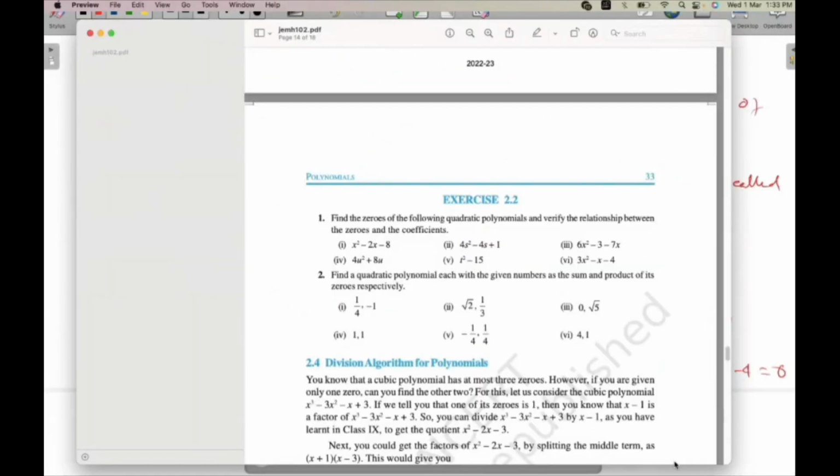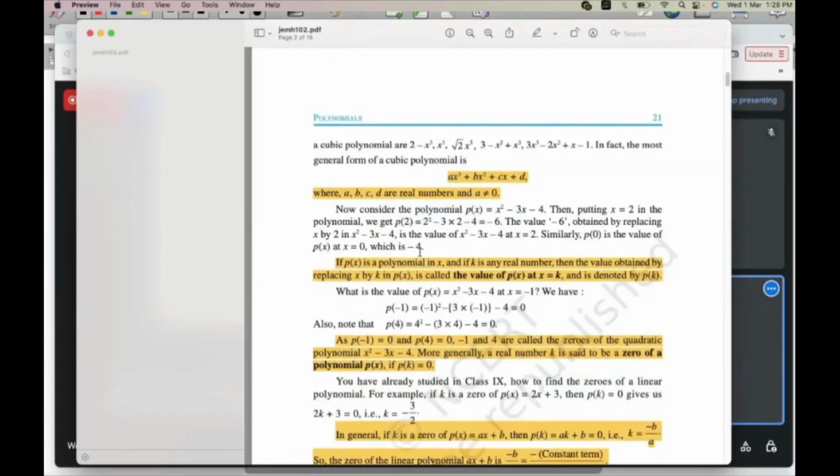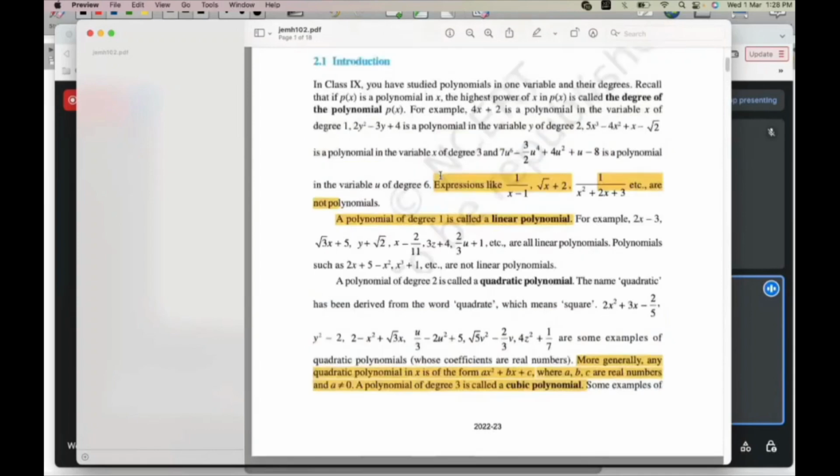Okay. I'll also have to tell you the relationship between the coefficients as well. So let's learn that as well. Let's move forward. Okay, maybe we can look at some examples here.